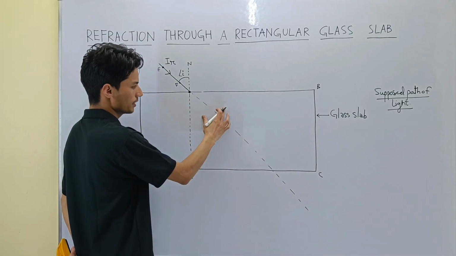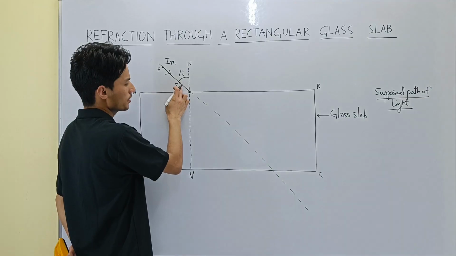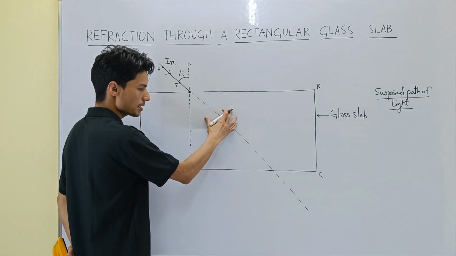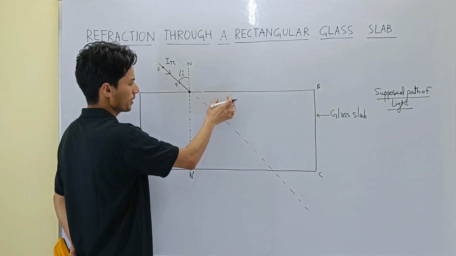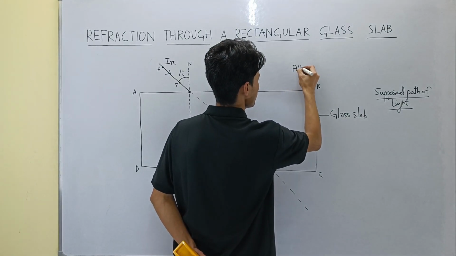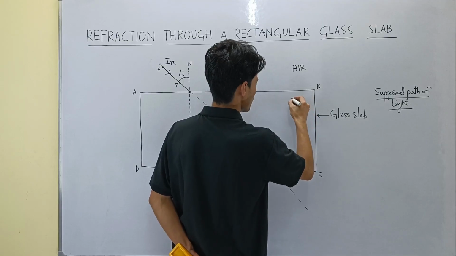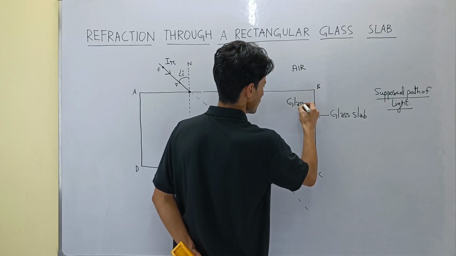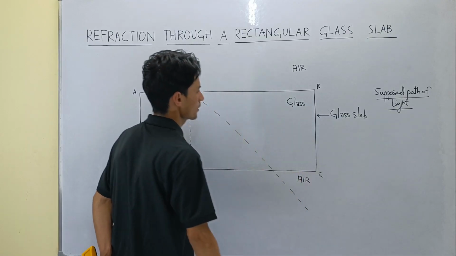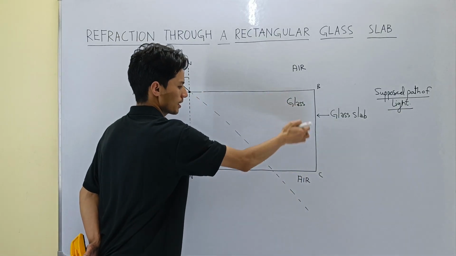This is the path of light which this incident ray will take had there been no glass slab. Okay, but now there's a glass slab, so now two mediums are at play here. This is air, yes, before I forget, this is air, then inside we have glass, and finally again we have air. Okay, so we have air, glass, air.